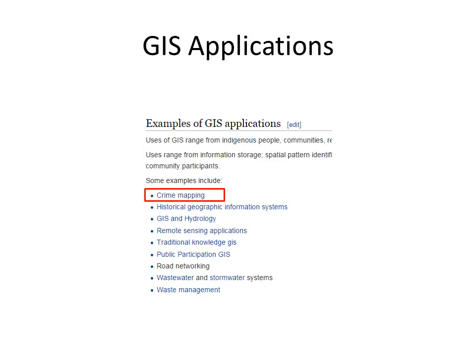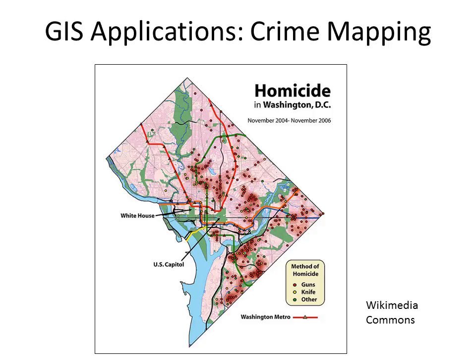The first example is crime mapping, which has become a widely used GIS application in recent years. The emergence of so much spatial data and data that can be displayed using either XY positions or addresses means that people can make connections between places on a map and events. And in this case, we see a map that was created mapping out homicide in Washington, D.C. over a two-year period. You can see the method of homicide as well as the pinpointed locations of homicides.